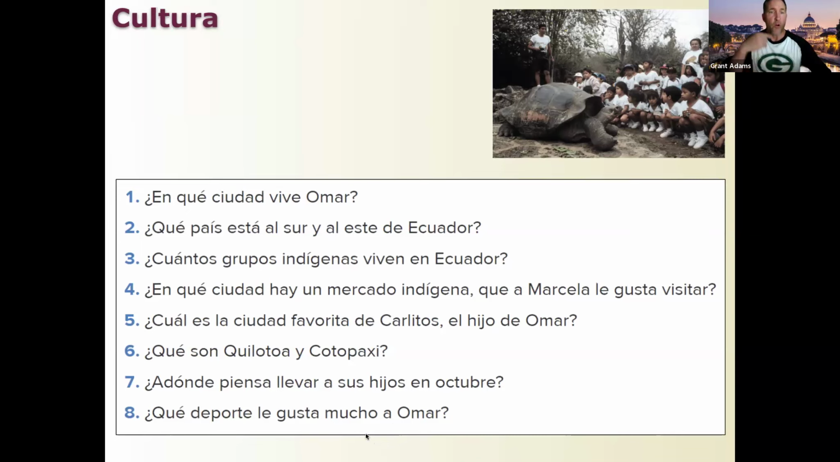Okay. Verbs. Vivir. Number 3. ¿Cuántos grupos indígenas viven en Ecuador? How many indigenous groups viven, and why is it plural? Because we have indígenas, plural. Los indígenas viven en Ecuador.